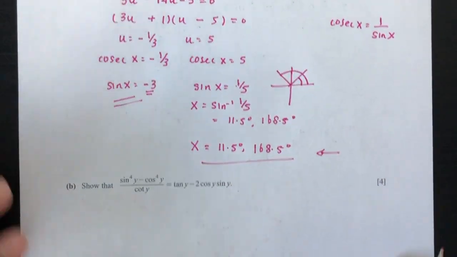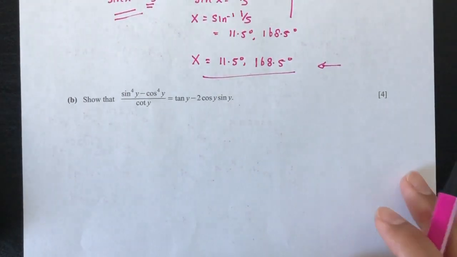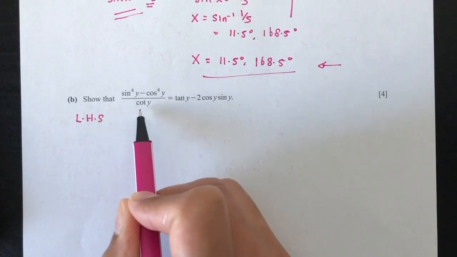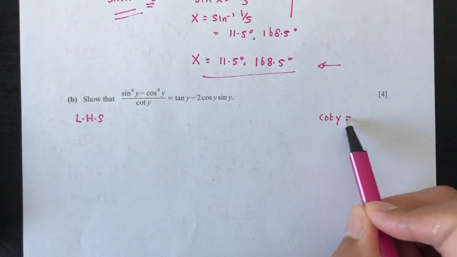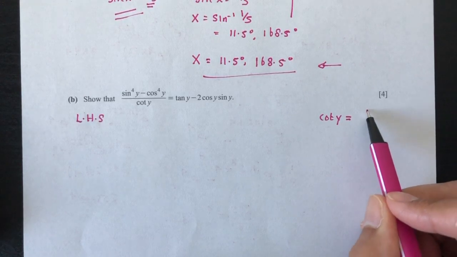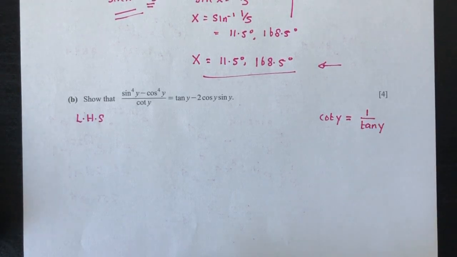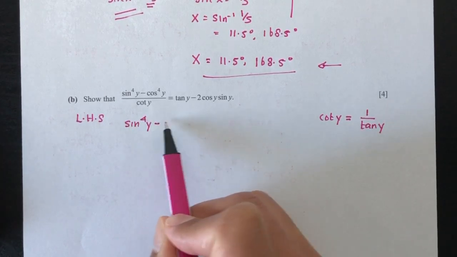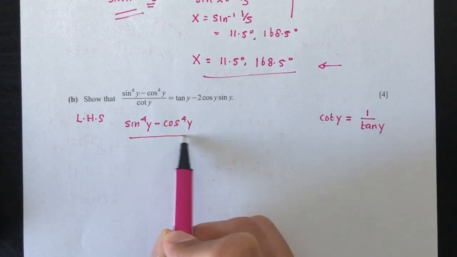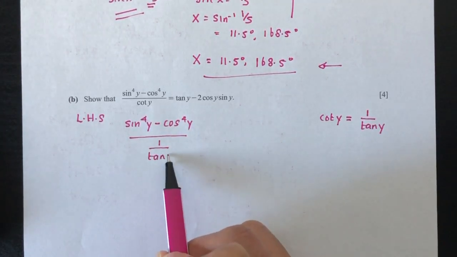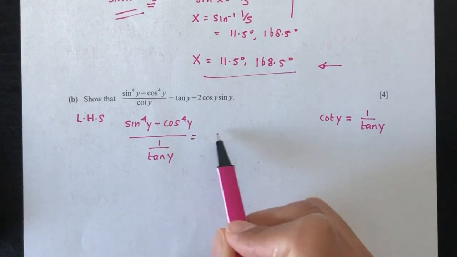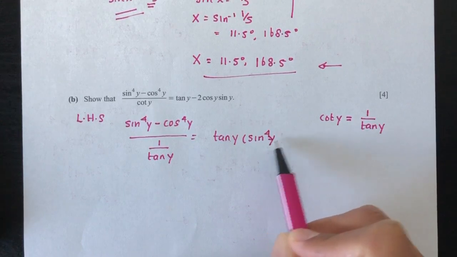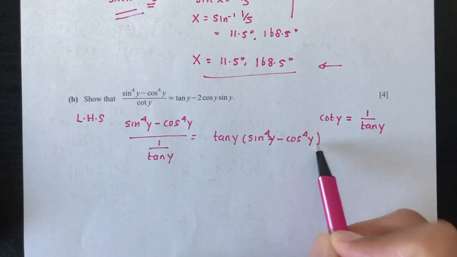That is part A. Now moving on to part B, we have to show that this is equal to this. So we have to start on the left hand side. As you can see, cot, what is cot? Cot y is just, we know cot is 1 over tan. If you replace this here, you will have sine power 4y minus cos power 4y divided by 1 over tan y. Now if you simplify this, it will become tan y times sine power 4y minus cos power 4y.